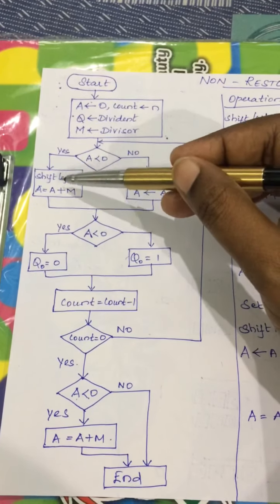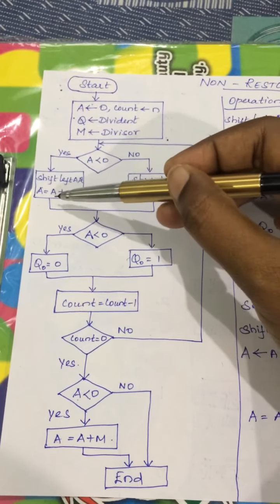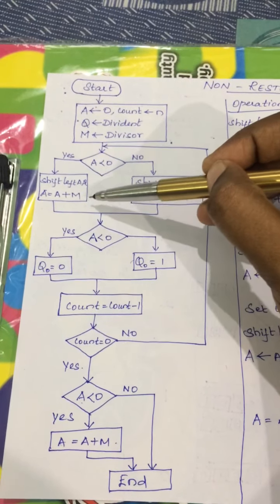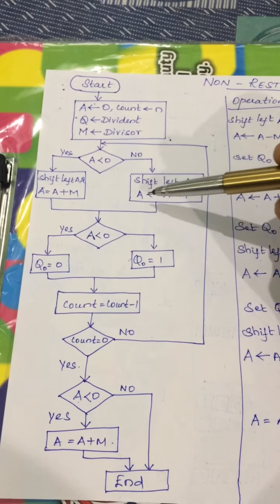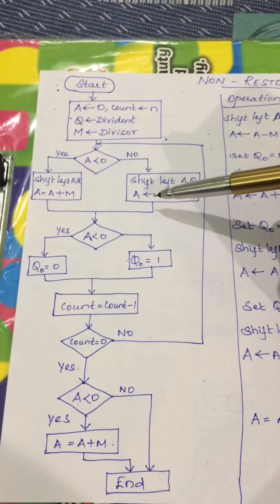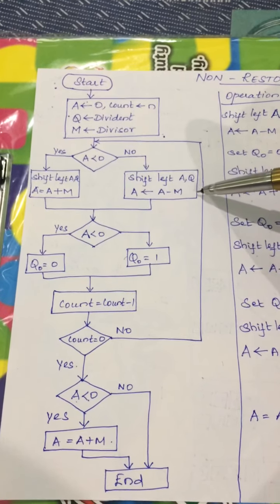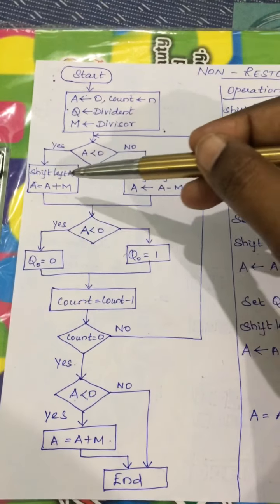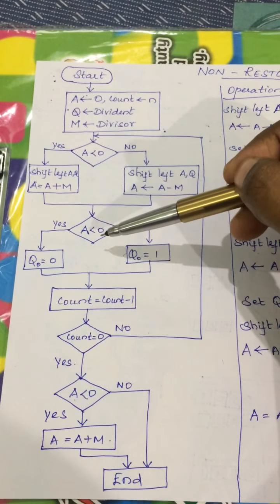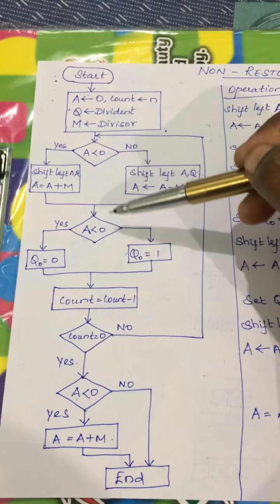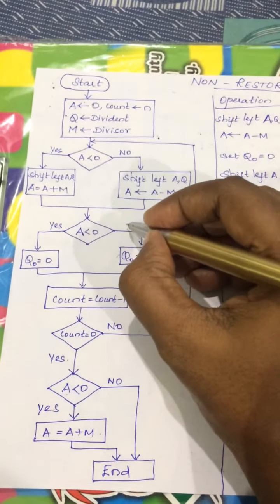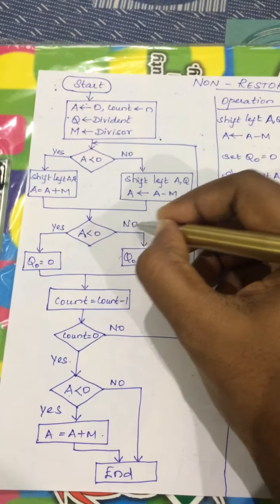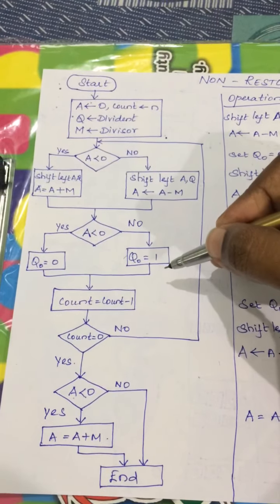Then we shift left A and Q and, if A is less than 0, we update the accumulator by addition of M. And after shift left of AQ, if A is greater than 0, A equals A minus M. Next, again with this condition, we check whether A is less than 0. If it is yes, then you go over to this process. If it is no, then we set the Q naught position as 1.